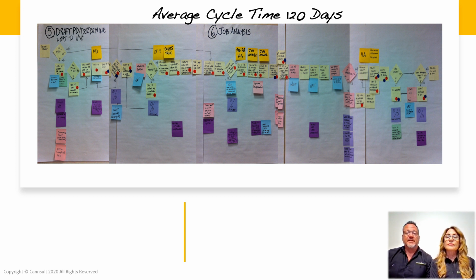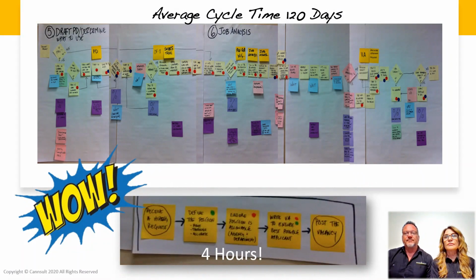Sounds familiar? After the process analysis, the teams were able to remove the majority of the waste, and the new process looked like this. The new cycle time is an average of 4 hours. Anyway, let's not get ahead of ourselves. Just wanted to give you a little taste of how impactful this could be and to remind you why we go through all of this analysis.